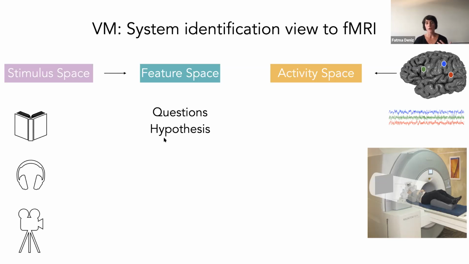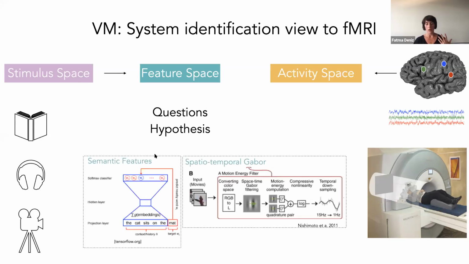For example, if you are a researcher in language processing, maybe you are interested in semantic processing and how or where semantic information is represented in the brain. You can create, using different computational linguistics models, a semantic feature space, or a syntactic feature space if you're interested in syntactic processing. In addition, you can use other feature spaces, such as spatiotemporal Gabor features for low-level visual information.